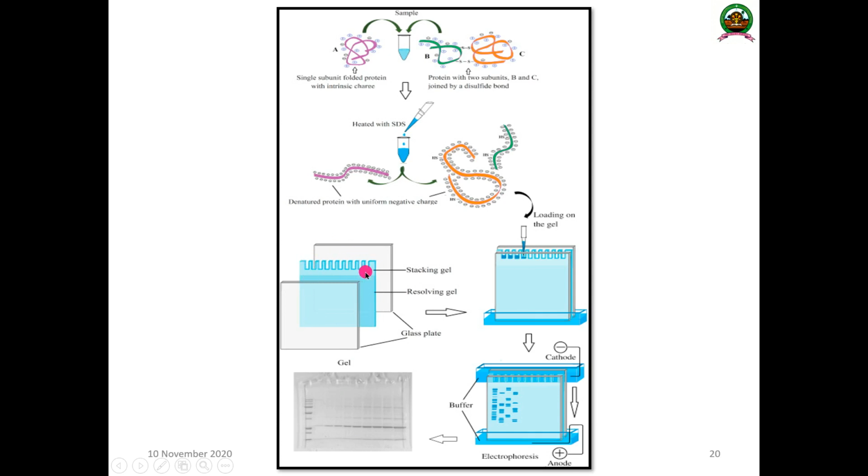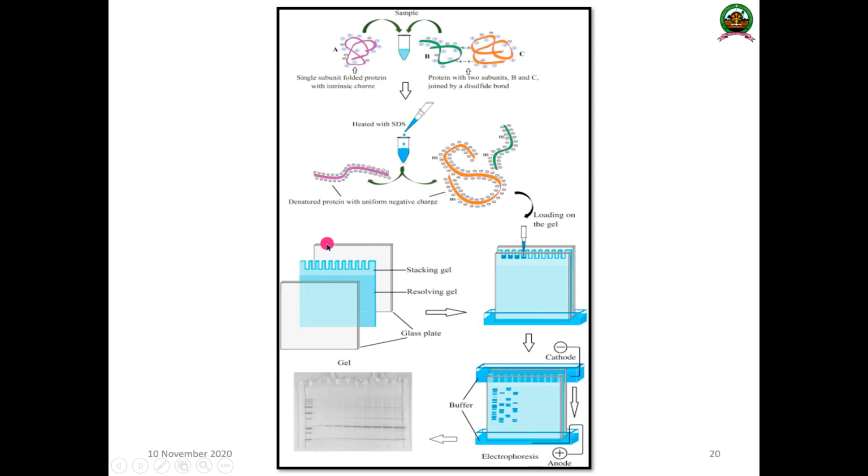There are 2 types of gel. One is known as a stacking gel, the place where you add the sample. And how will you prepare these wells? By adding something called a comb. Okay, so this comb will be placed, and first, in a small tray, you add the stacking gel.